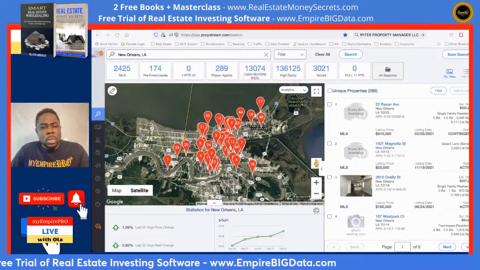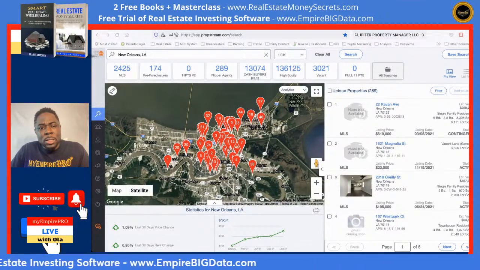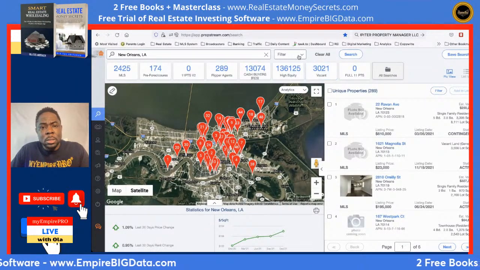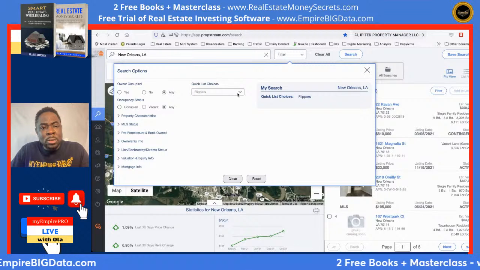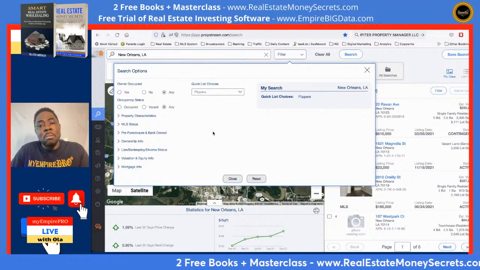All right, so as far as this first step, which is data, we could go here again. There's tons of quick lists here, right? A lot of these represent motivated sellers.